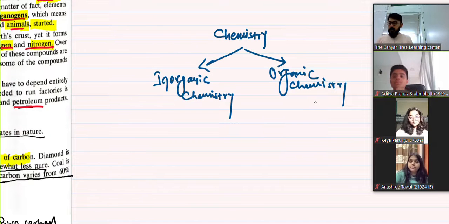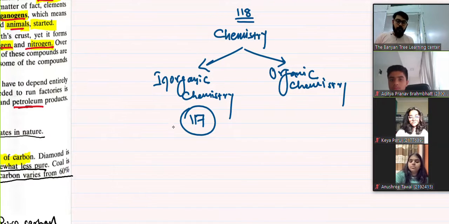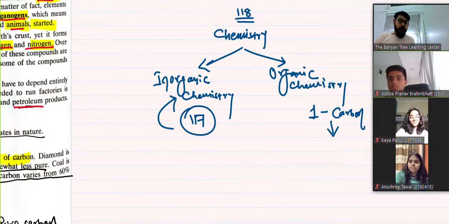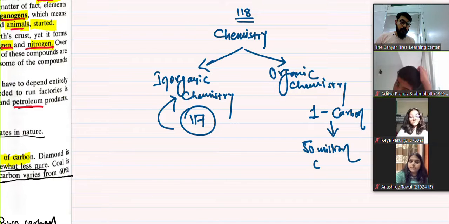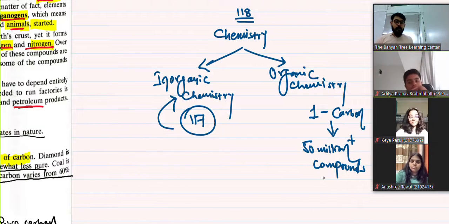Inorganic chemistry is related to the study of compounds of all the other elements except carbon. There are a total of 118 elements known till date in the periodic table. Out of 118 elements, 117 elements are studied with their compounds in inorganic chemistry. Only one element, that is carbon, is studied separately because it has more than 50 million compounds. 50 million plus compounds, only carbon.